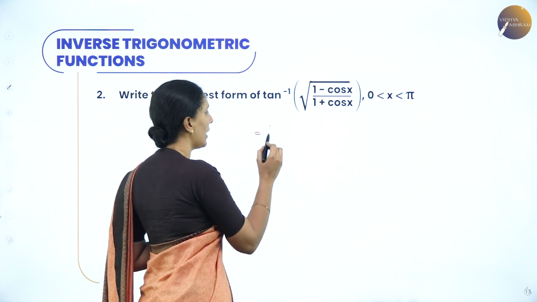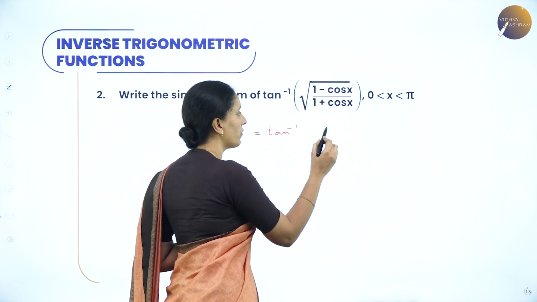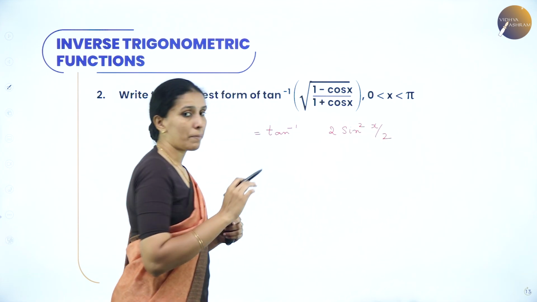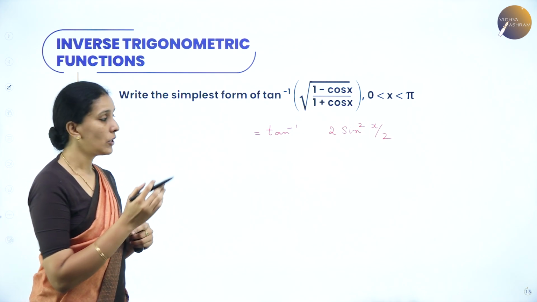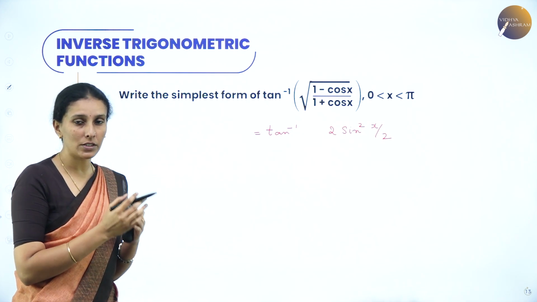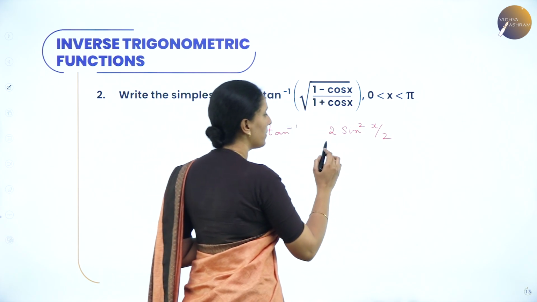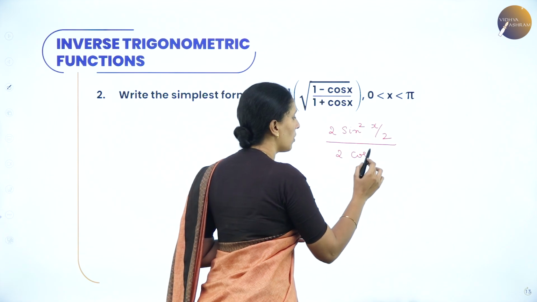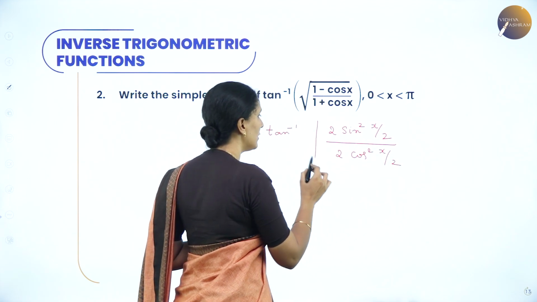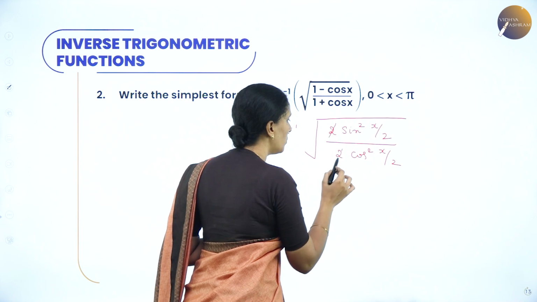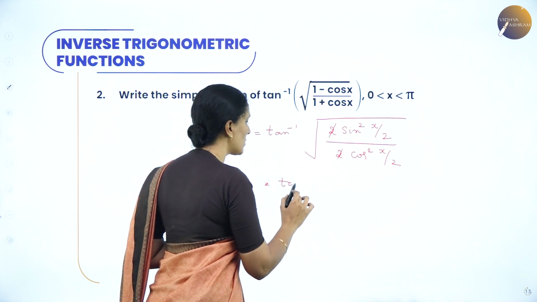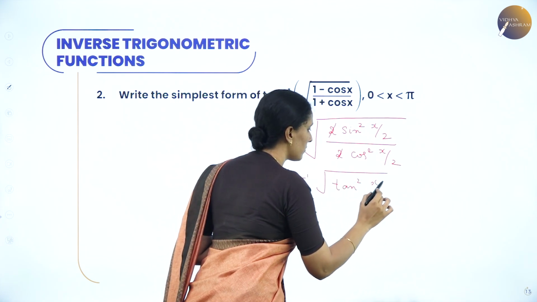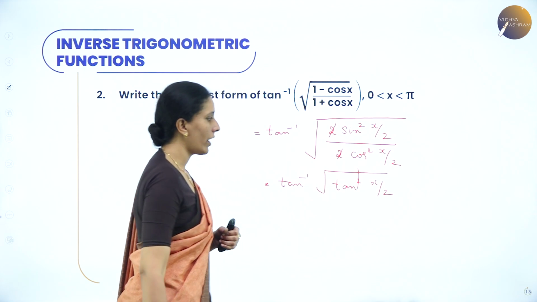So, therefore, here I can write this as tan inverse of 2 sine square x by 2, because 1 minus cos 2 theta can be written as 2 sine square theta, and when we reduce it to half angle formula, then x can be written as x by 2. Similarly, 1 plus cos x can be written as 2 cos square x by 2 under the square root. We can cancel 2, 2. Sine square by cos square can be written as tan square x by 2.